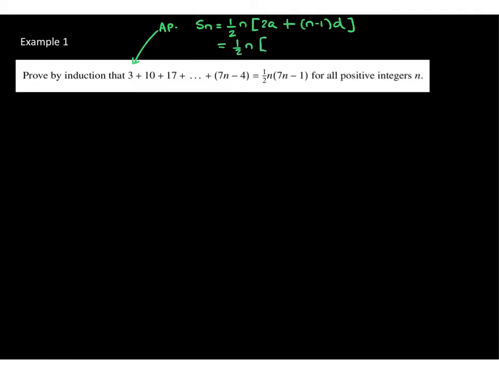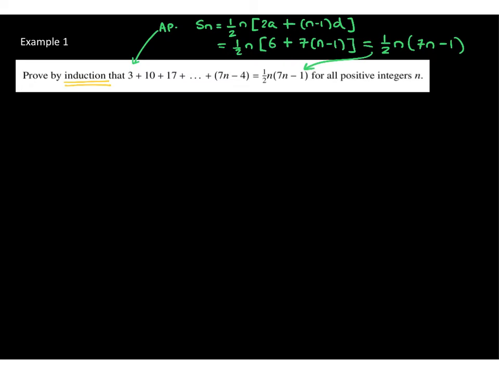So 2a is 2 multiplied by the first term, which gives you 6. n minus 1 multiplied by d. d is the common difference of 7, so that's 7 bracket n minus 1. So that simplifies to give you a half n (7n minus 1), which of course is that result there. So what we're doing is we're actually going to find this result. We're going to prove that this result is true, but we're going to prove it by induction.